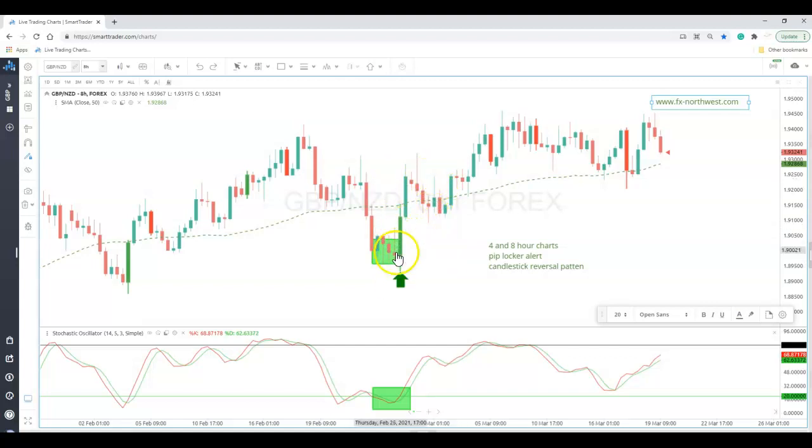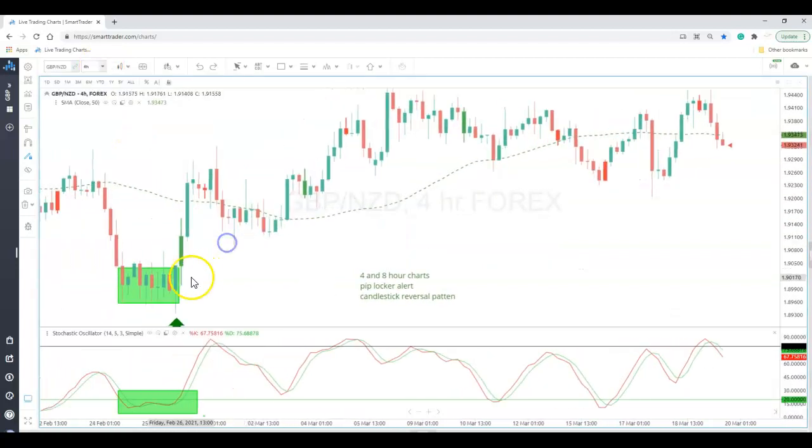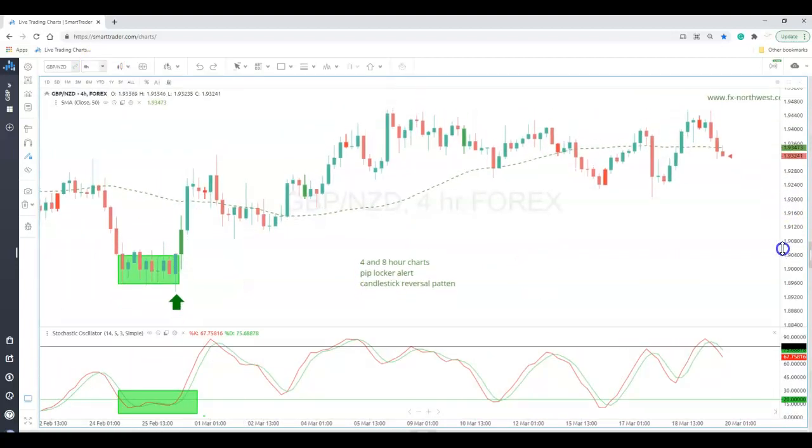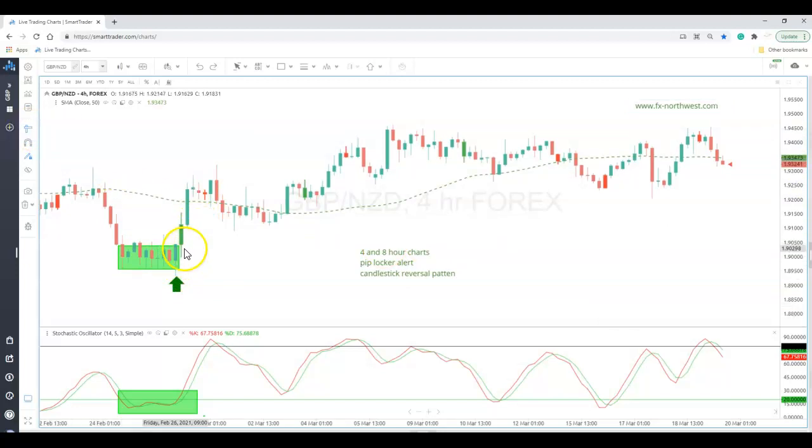Notice a pullback, which is a bullish engulfing candle on an 8-hour chart. On the 4-hour chart, we also had a bullish engulfing candle, so we have many reasons why we should be taking this trade on PIPLOCKER. And this candle would have been the entry, 311 pips, using an 8-hour and 4-hour chart to confirm a trade.